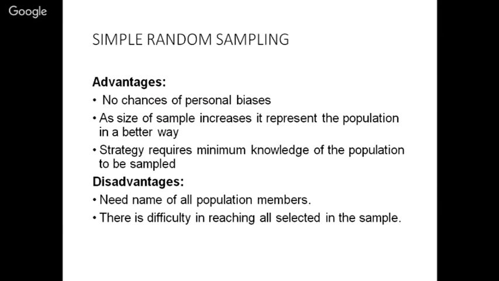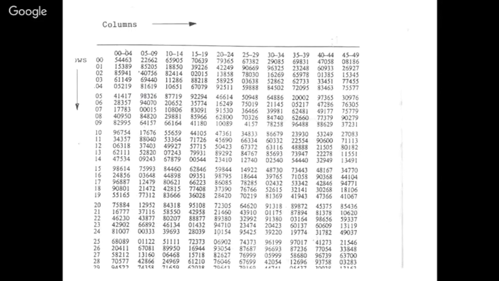In this particular table, suppose that you are going to select 30 students at random from a population of 900 students. It means my population size is 900 and I'm going to select 30 students out of that particular population. So my sample size will be 30.